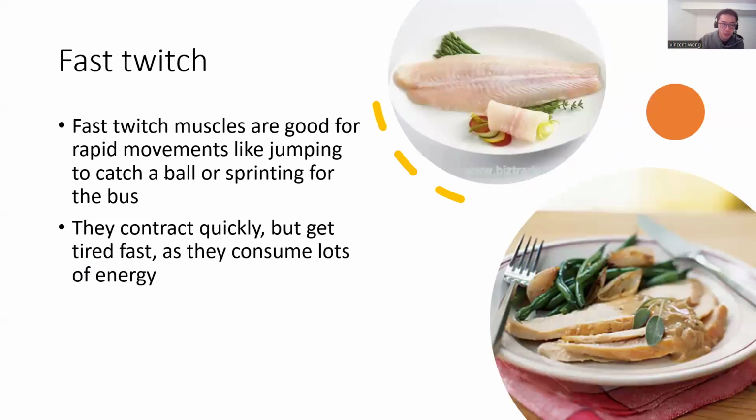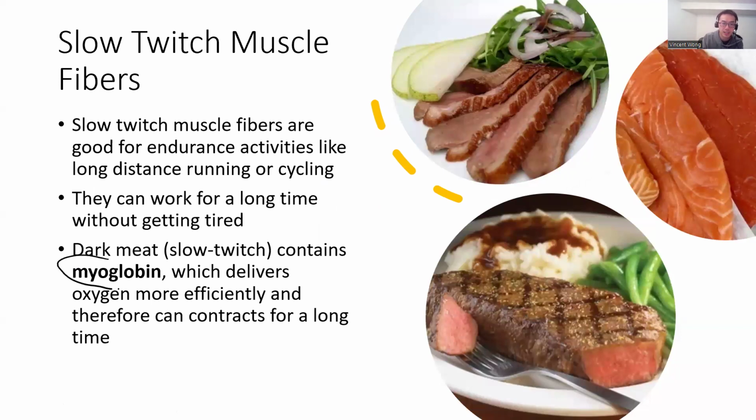The darker color is caused by this substance called myoglobin. It is more efficient in delivering oxygen compared to the regular hemoglobin. So it allows the muscle to contract for a long time without getting tired. So your postural muscles, like the ones in your lower back, are slow twitch fibers. They are not meant to create a lot of force, but they could go on for some time without getting tired. Like salmon, that's red meat, right? Because salmon swim against the current. They can't get tired. They have to keep going.